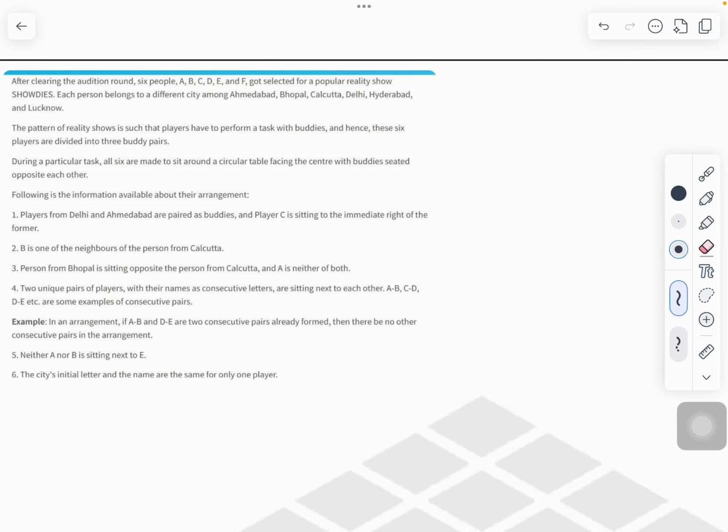So we have a DI set. Let's read that. After clearing audition, 6 people A, B, C, D, E, F got selected for a popular reality show. Each person belonging to a different city among Ahmedabad, Bhopal, Calcutta, Delhi, Hyderabad, and Lucknow. So what we have here is 6 people A, B, C, D, E, F, and 6 cities: Ahmedabad, Bhopal, Calcutta, Delhi, Hyderabad, and Lucknow.